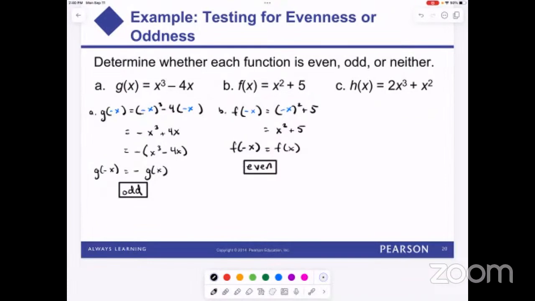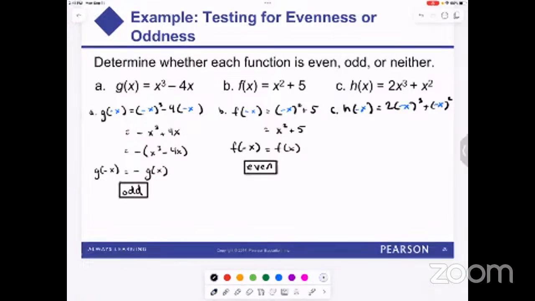And then lastly, let's do the same thing here. So for C, replacing each x with the negative x. I'll run out of space a bit. Negative x, and negative x. I'll work here. So odd number of negatives, that's going to be a negative 2x cubed. Then that's going to be plus x squared. Is that the original? No. If we factor out a negative, can we get back to the original? No. So that's an example of something that's neither. It's neither even nor odd.